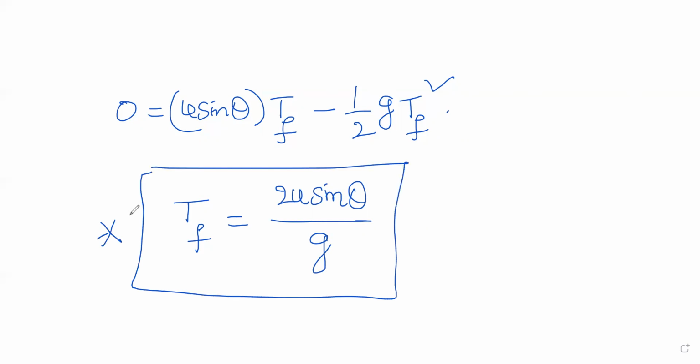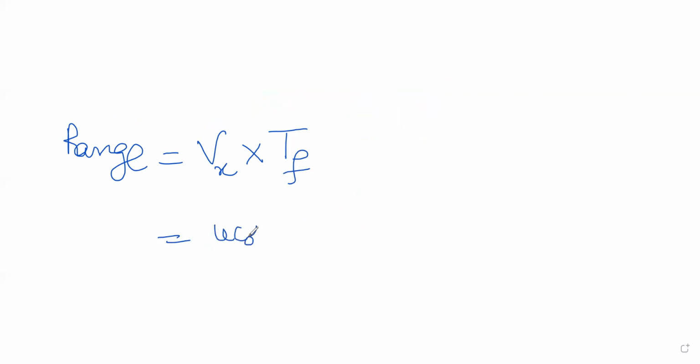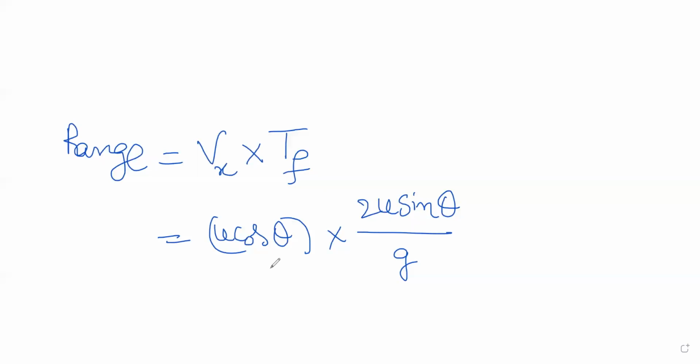Now after calculating time of flight, we need to calculate the range of the projectile. And now range happens to be the velocity in the x direction multiplied by time of flight. So velocity in the x direction is u cos theta, that is multiplied by time of flight, that is 2u sin theta by g. So 2 sin theta cos theta happens to be sin 2 theta, so it becomes u square sin 2 theta by g. So this is how you calculate the range of the projectile.